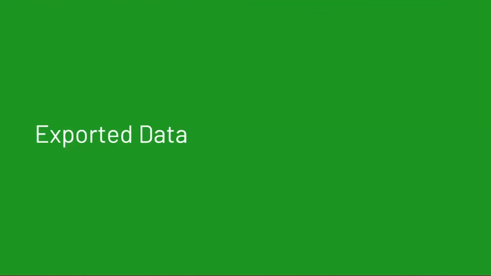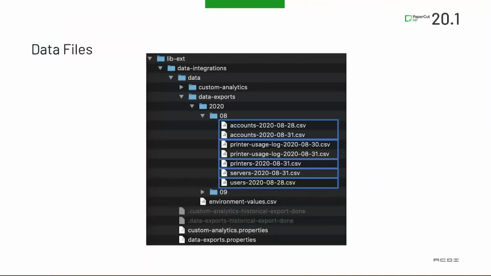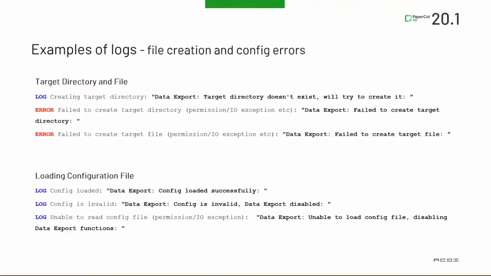The exported data for Storyboard or other third-party business intelligence software is stored inside of PaperCut. Each year and month will have their own folder. Here we're seeing where the data is stored for August 2020 as an example. Of course, logging is available, always good when you're integrating something so you can troubleshoot it if something goes awry. Many logs are available and are written to help you decipher what the actual problem is, like where the directories are and config file activity. There's many others, but I think you get the idea.